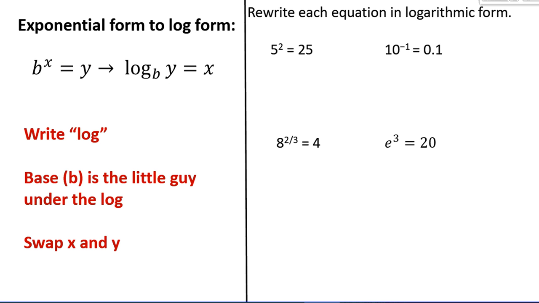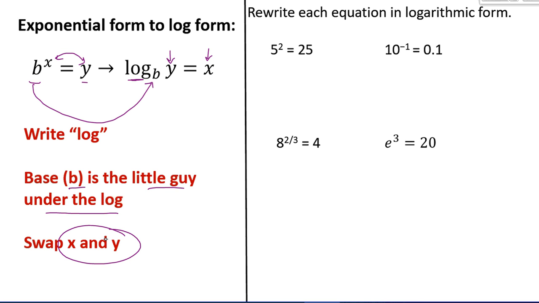Here's a formula for it. To go from exponential form to log form, which is the key piece of today. If you have some number, a base, raised to the x power, and it equals something else, then it's a simple transition. You start with writing the word log. X and y swap places. So now y is on the left side, or the side with the base, when over here it was without a base. Now x is on the other side without a base. So base b is the little guy under the log, and then you switch the other two pieces.